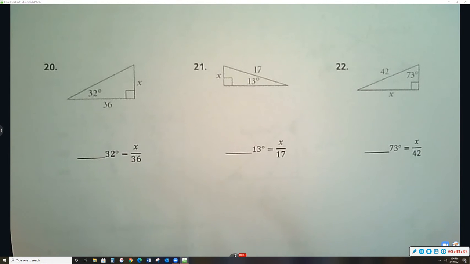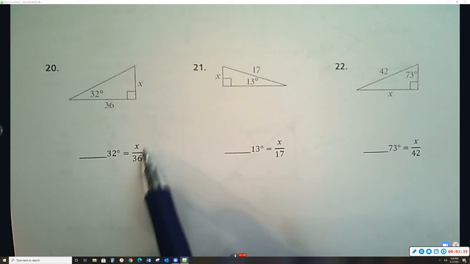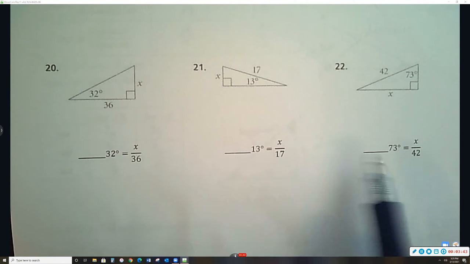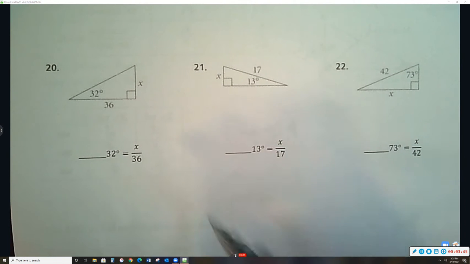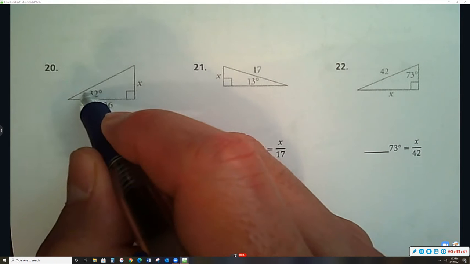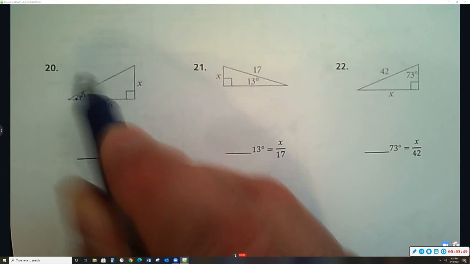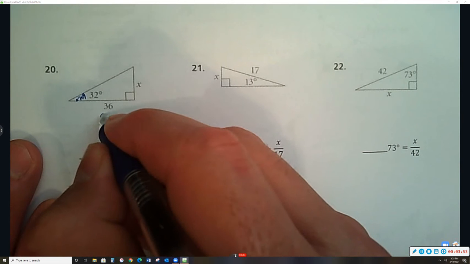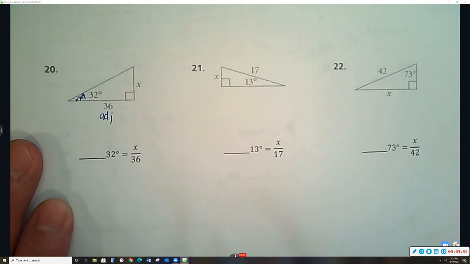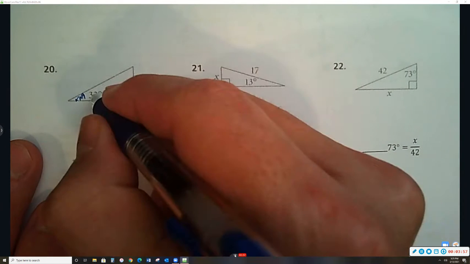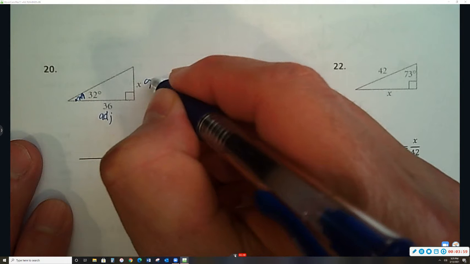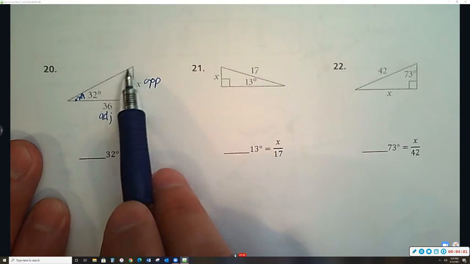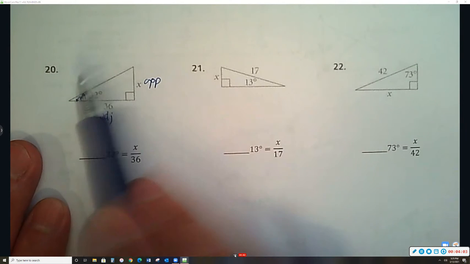Okay. Actually, you know what? I'm just going to put the ratio here, and I'm going to leave this for you guys to fill in. So again, 32 degrees is the angle we're going to focus on, which is this angle. This side is next to it, so it's the adjacent side. This side is across from it, so that's the opposite side. And again, this is the hypotenuse. We're not using it. I'm going to leave it blank.